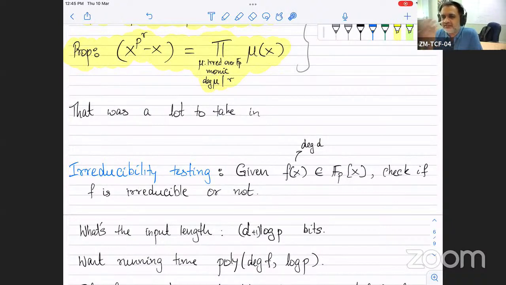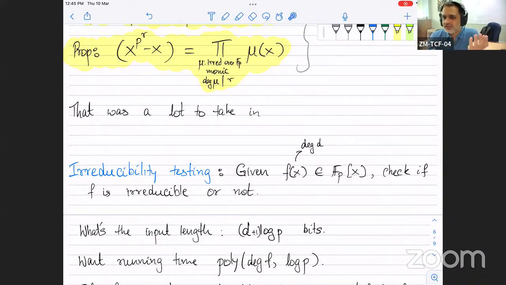Maybe let's start with the simpler thing, which is that I give you a degree 2 polynomial and I want to know if it is irreducible or not. Okay. So if it is not irreducible, it will split into two linear factors. A linear factor must be of the form x minus alpha, where alpha is in your field.